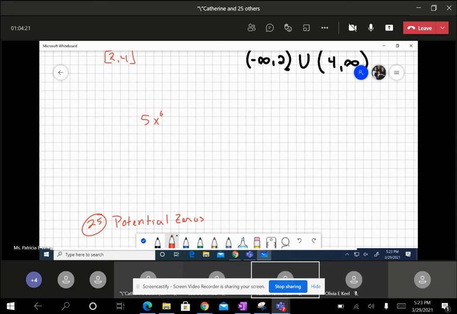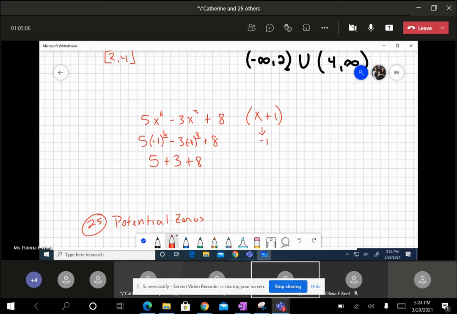5x to the 6th minus 3x to the 3rd plus 8, with x plus 1. All I'm going to do is plug in a negative 1. Remember, you're going to use the opposite, and you would have 5 times negative 1 to the 6 minus 3 times negative 1 to the 3rd plus 8. Because this is even, I get a positive 5. Because this is odd, I'm going to have to change that to a plus 3 and a plus 8.